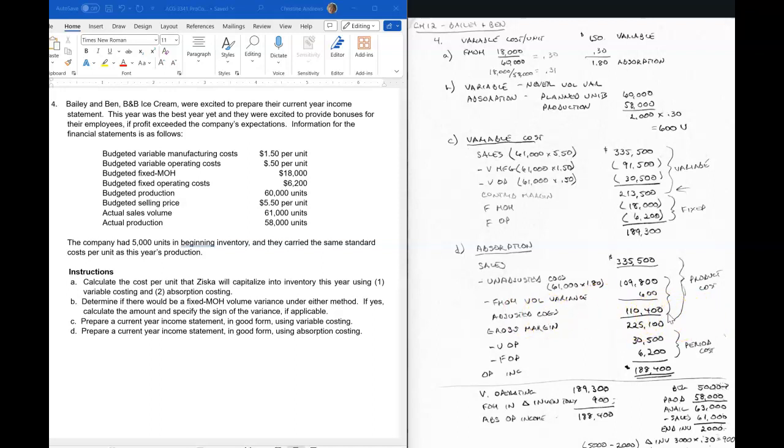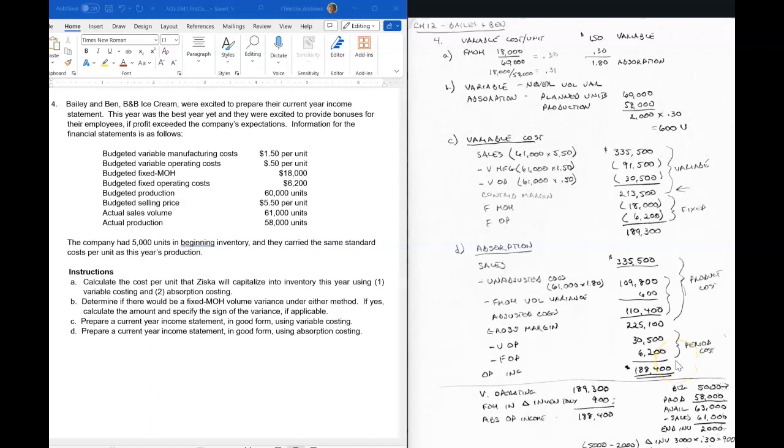Then 335 minus the 110 is 225. Then look at it and check your math and make sure you went in the right directions. Subtract variable operating expense and fixed operating expense. These are period costs. On an absorption basis, all the operating expense is down here beneath the gross margin. So operating income is $188,400.